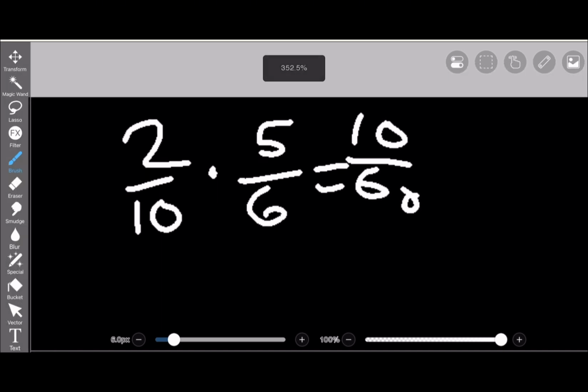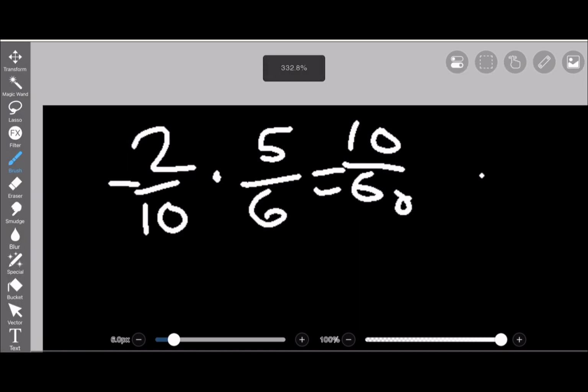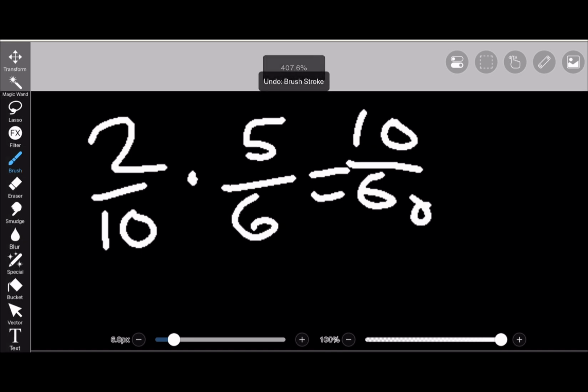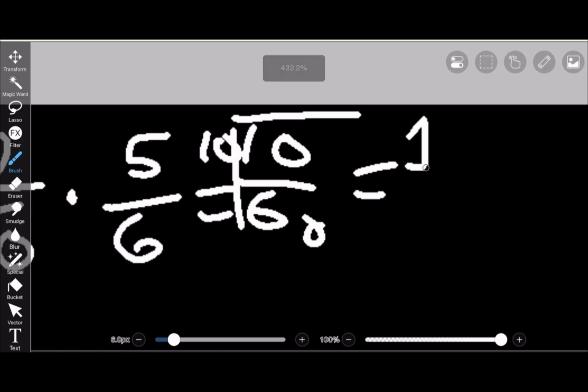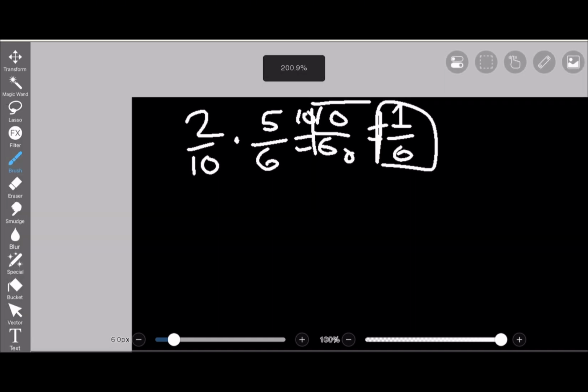Now sometimes some teachers or some problems are going to ask you to simplify it, and a good way to simplify is to know what both of these numbers are divisible by, in which the answer could be 10, because 10 times 1 equals 10, and 6 times 10 equals 60, so our answer could also be 1/6, which is very nice and very simple.